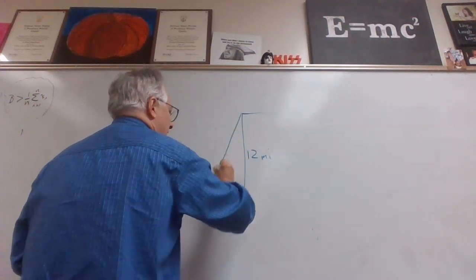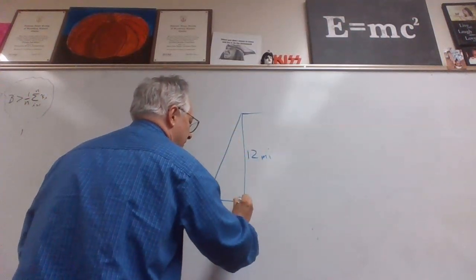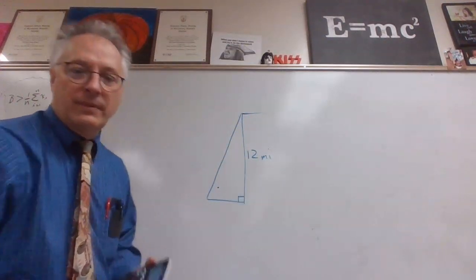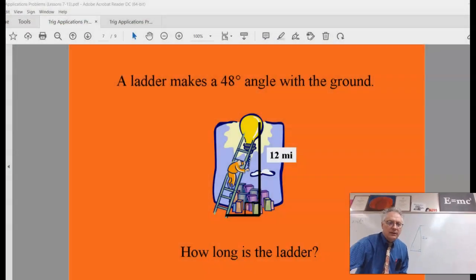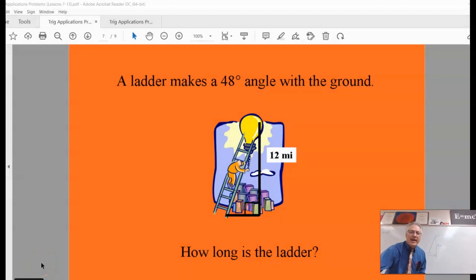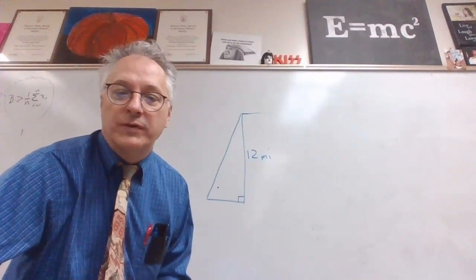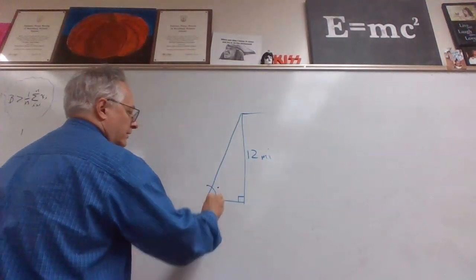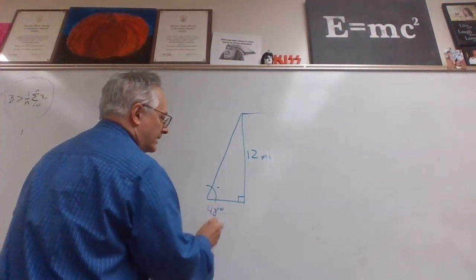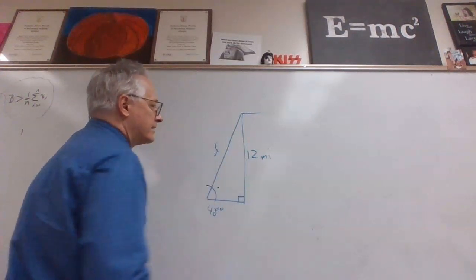And then our big giant ladder coming down to the ground, my right angle there. It's a 48-degree angle with the ground. Wow, this is a goofy problem. So this angle here is 48 degrees, and they want to know the length of the ladder.